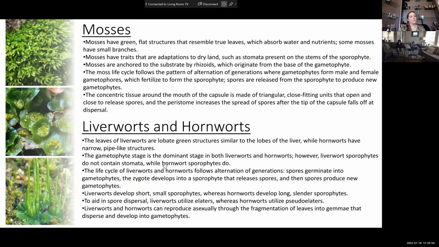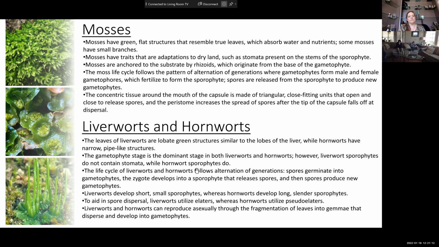So the leaves of liverworts are lobate, right? They're lobes, green structures similar to the lobes of a liver, which is why it's called a liverwort, because that's kind of the shape of them. While hornworts have narrow pipe-like structures. The gametophyte stage is the dominant stage in both liverworts and hornworts. However, liverwort sporophytes do not contain stomata, while hornwort sporophytes do.